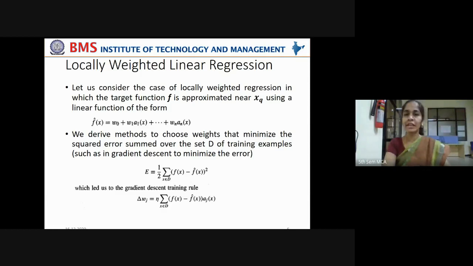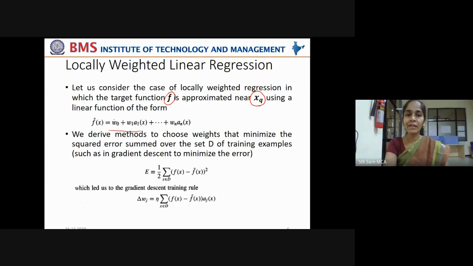Now let us consider the case of locally weighted regression, in which the target function will always be a linear equation in case of linear regression, right? So let us take the target function as f, which is approximated near xq. Remember, it is approximated only with respect to that particular new instance xq using a linear function of the form. How does it appear? F cap of x. F cap means estimated value of x. How is it represented? It is represented as a linear combination of weights and the attributes. Attributes and the weights assigned to those attributes.